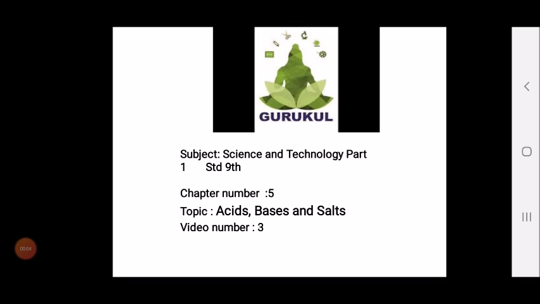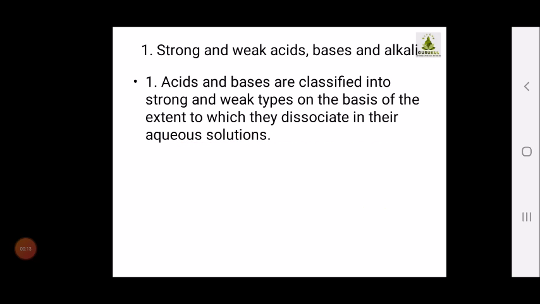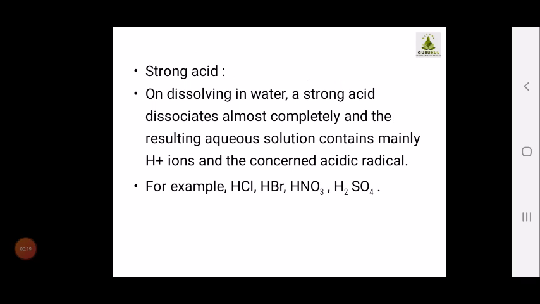Good morning children. Now we will be studying the concept of classification of acids and bases. First we have to study strong and weak acids, strong and weak bases, and strong and weak alkali.